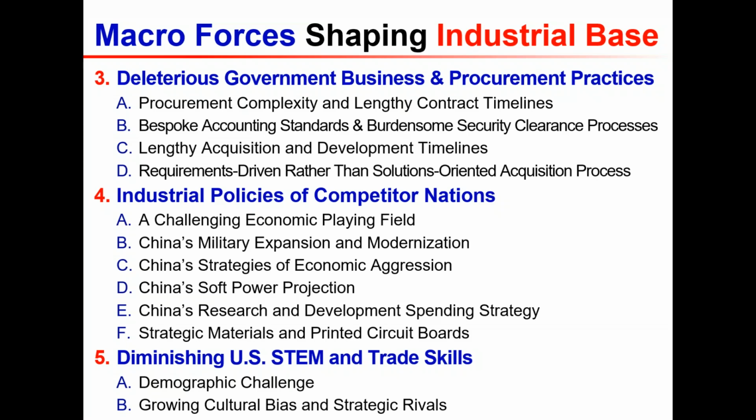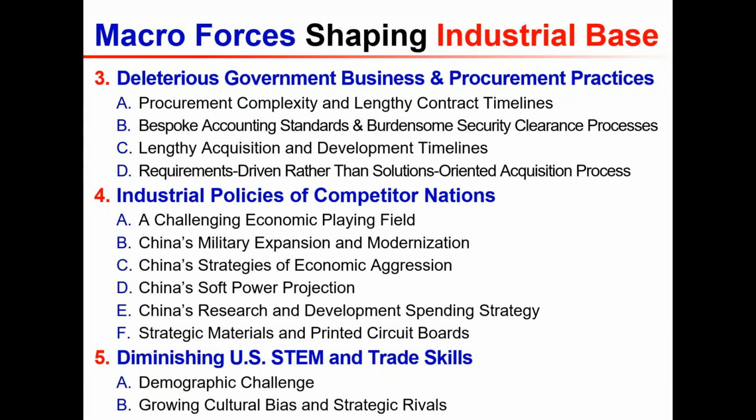And finally, the last macro force shaping the industrial base is diminishing U.S. STEM and trade skills. Again, I'm sure you know STEM: science, technology, engineering, and math skills, but also trade skills, right? It's not just about getting bachelor's degrees in STEM or even PhDs or anything like that. It's even getting associate's degrees or any sort of basic trade skills.